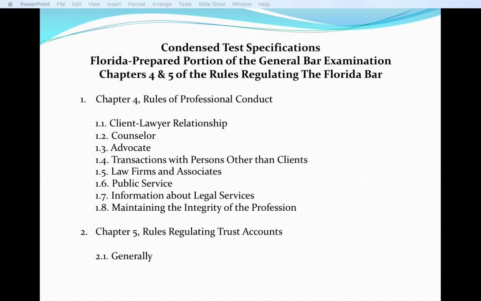The Florida Bar examiners will have identified the particular rules of professional conduct that are covered on the bar exam, and they're here on this slide. Basically, we're looking at Chapter 4 of the Rules of Professional Conduct related to attorney-client relationships and transactions that we do as an attorney representing clients, and also Chapter 5 relating to trust accounts.